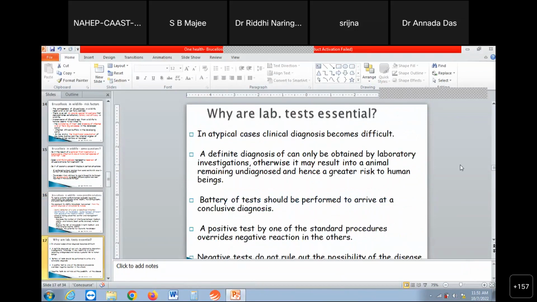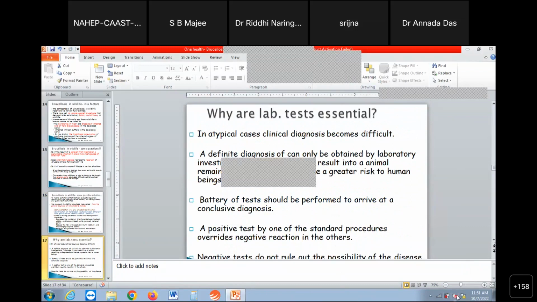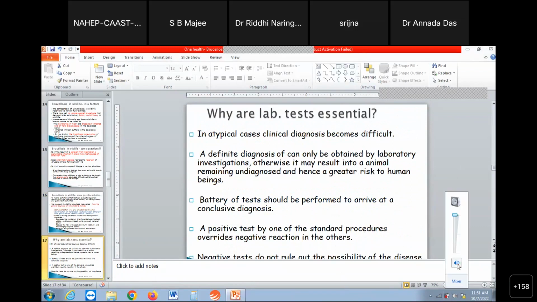In an atypical case, the clinical diagnosis becomes difficult, so you need to understand these atypical cases, and therefore regular testing, either by capturing the animal and collecting the blood sample, or by trying to find out its route of migration and then collecting some samples from the herd. A definite diagnosis can only be obtained by laboratory investigations. Otherwise, it may result in an animal remaining undiagnosed and a greater risk to human beings.